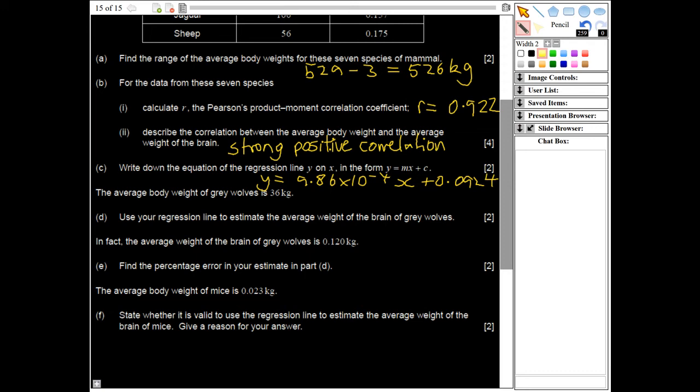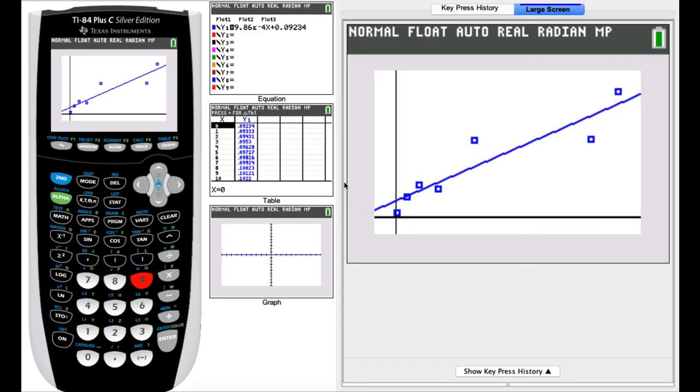Alright, next it says the average body weight of grey wolves is 36. Use your regression line to estimate the average weight of the brain of grey wolves. So again, we're going to use the GDC for that. What I need to do next is, it says the average body weight of wolves is 36 kilograms. So x is the body weight, which is 36.